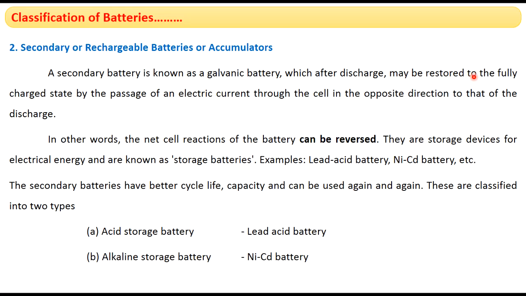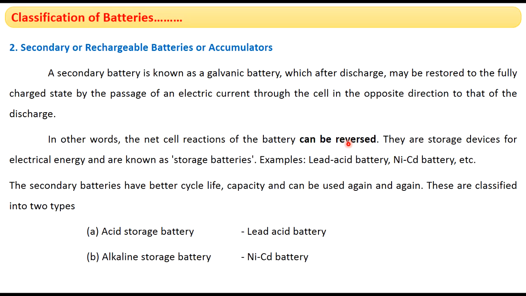These batteries, after discharge, when they are out of charge, can be restored to their fully charged state by passing a direct electrical current in the opposite direction to that of the discharge. The direction of current during discharge is opposite to the direction of electrical current passed during charging. In secondary batteries, cell reactions are reversible.